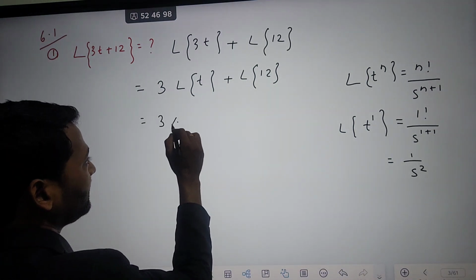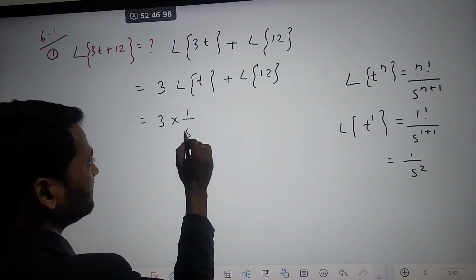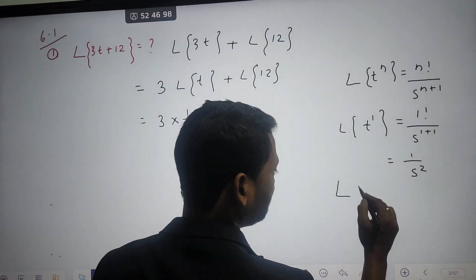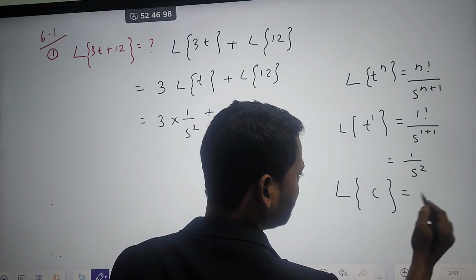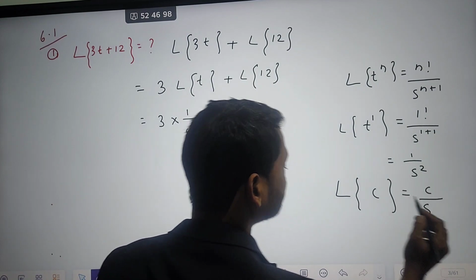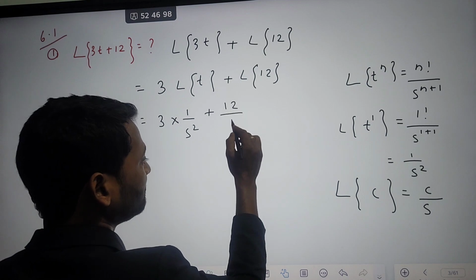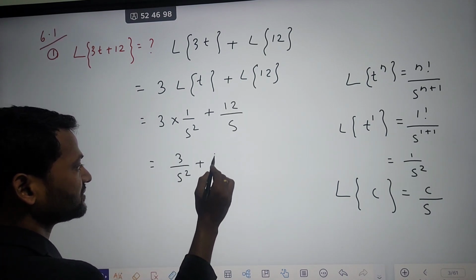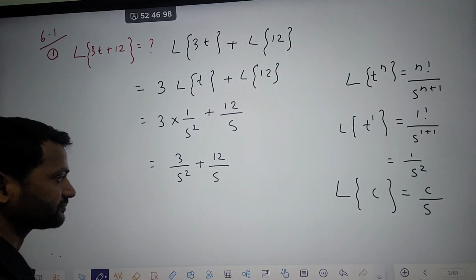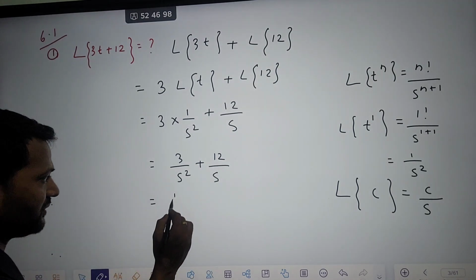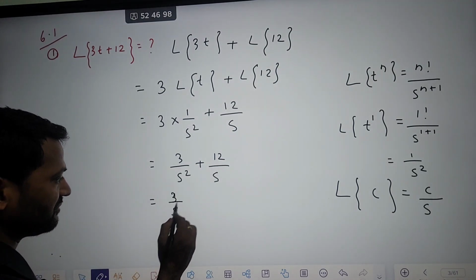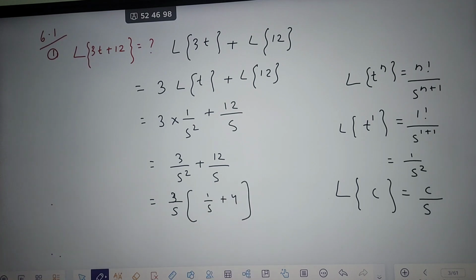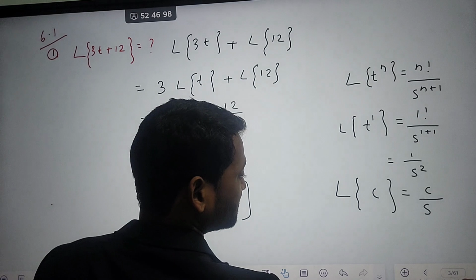So I can write 1 by s square plus, what is Laplace of 12? You remember Laplace of any constant is constant by s. So it is 12 by s. Your final answer is 3 by s square plus 12 by s. Then to simplify, if we take 3 by s as common, it is 1 by s plus 4. Coming to the next question.